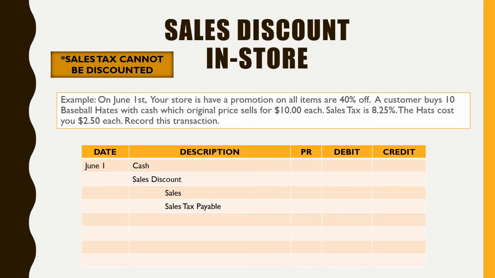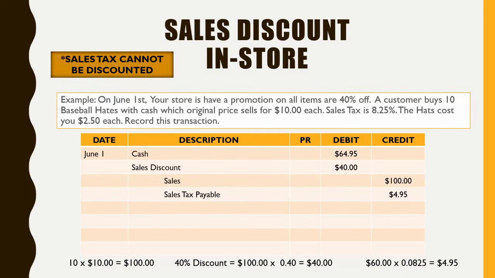Now, of course, they don't just owe me $60. They owe me tax on top of $60. So you're going to take your $60, multiply it by the tax, and then you're going to get your total amount here to be $64.95.